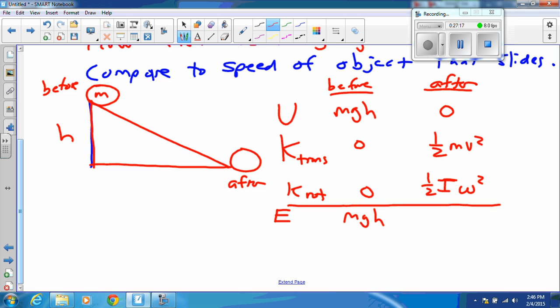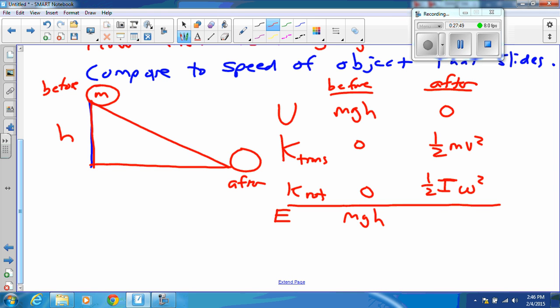And because we are rolling without slipping, what can I do? V equals R delta theta. Because I'm rolling without slipping, what is the big idea of today's lecture? Omega equals delta theta over delta t. So v becomes equal to R omega. Right. V equals R omega.